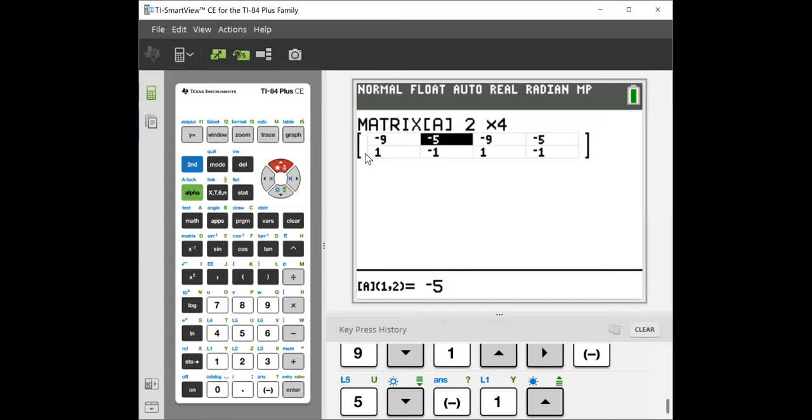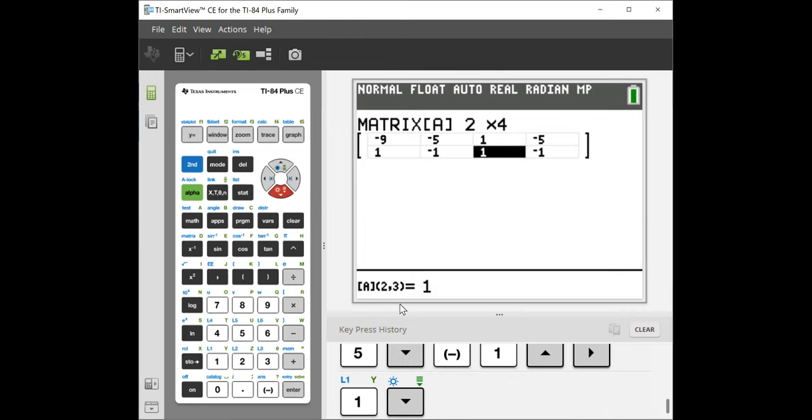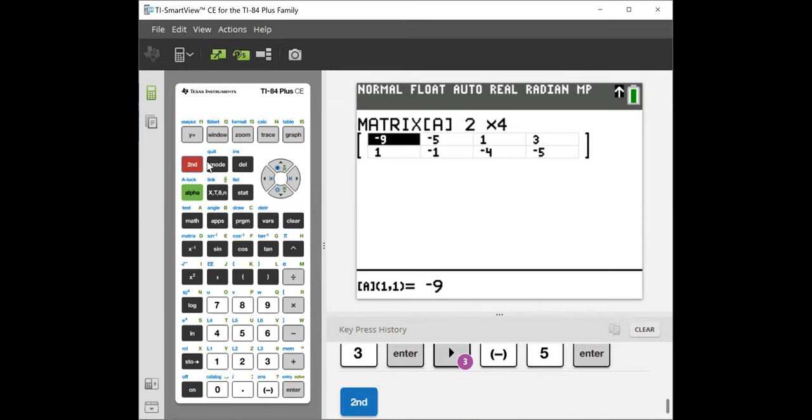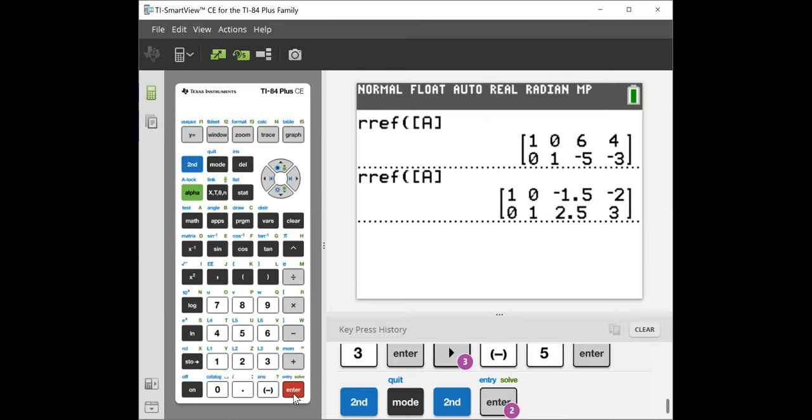You see the vectors that were on the right are going to come over to the left, and the vectors that were on the left are going to come over to the right. We can once again perform Gauss-Jordan elimination and get our matrix, which is a little uglier this time. Negative 1.5, negative 2, 2.5, 3.